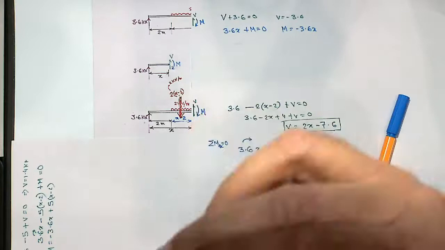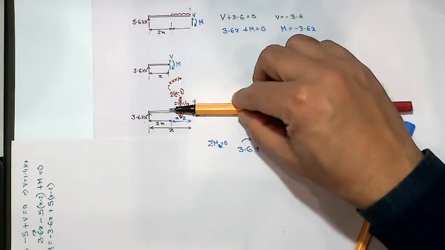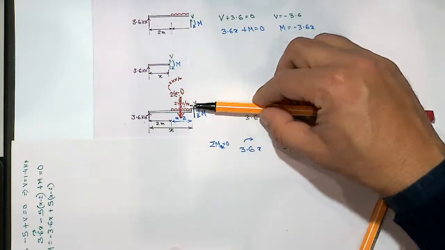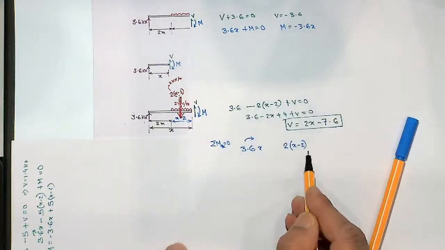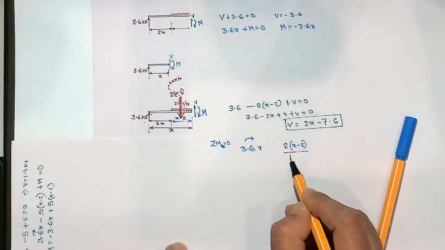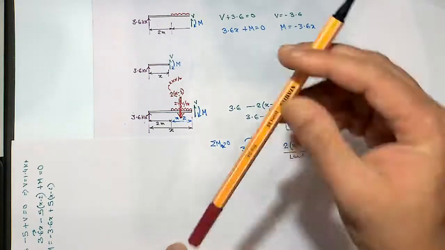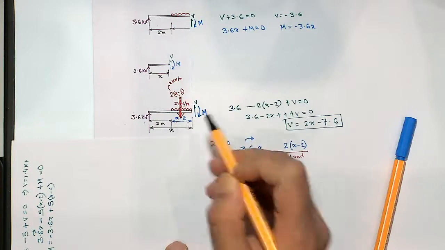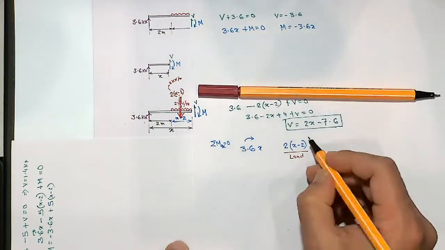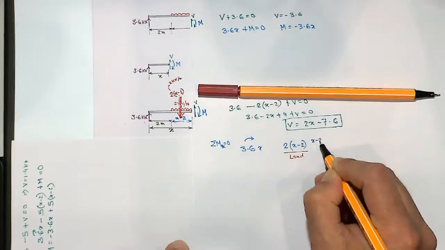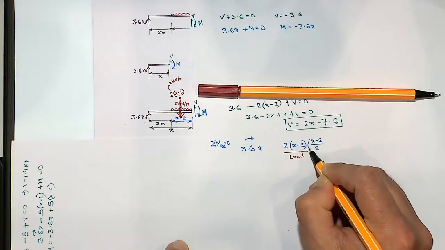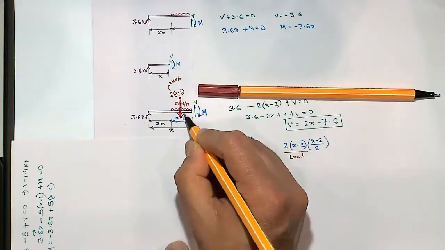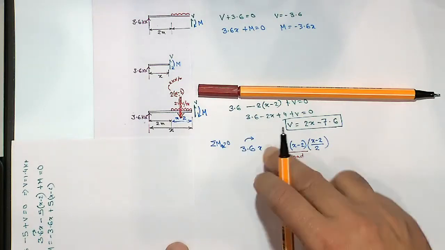So next, when I'm calculating the moment, we need two things: the load, which is this bit, and the distance for the moment. Now this will act halfway down there. Total distance is x minus 2. So the moment will act at a distance x minus 2 over 2, so half of that distance.